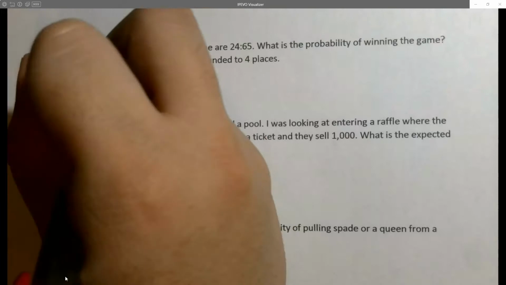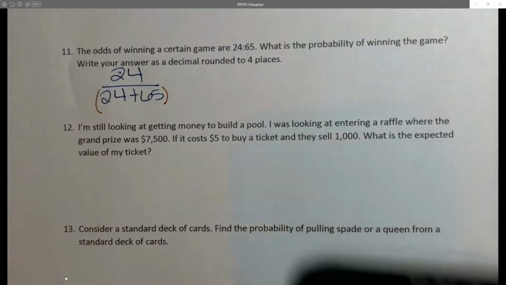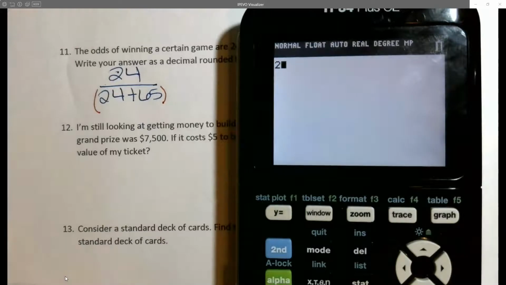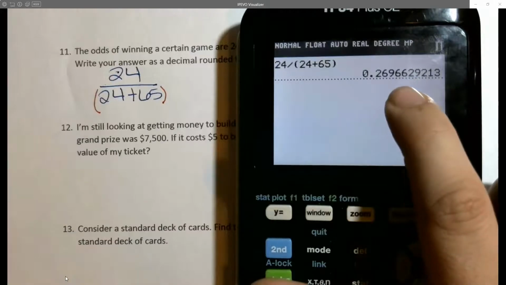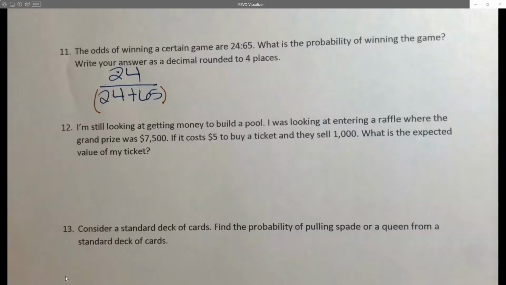If I'm going to type this straight into the calculator, I want to remember to put those 2 in a set of parentheses. So I would do 24 divided by parentheses 24 plus 65 and close off my parentheses, which gives me 269, and then I have a 6 with another 6 after it. So I would round that first 6 to a 7 because I want it to 4 decimal places.